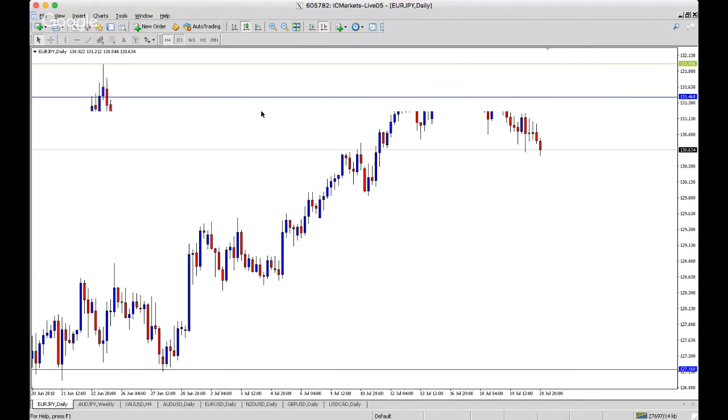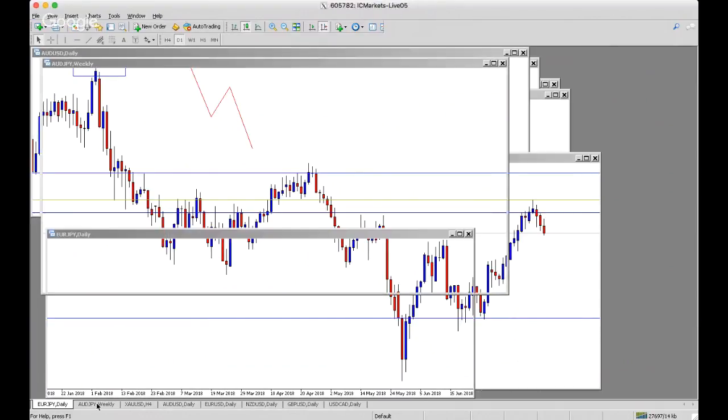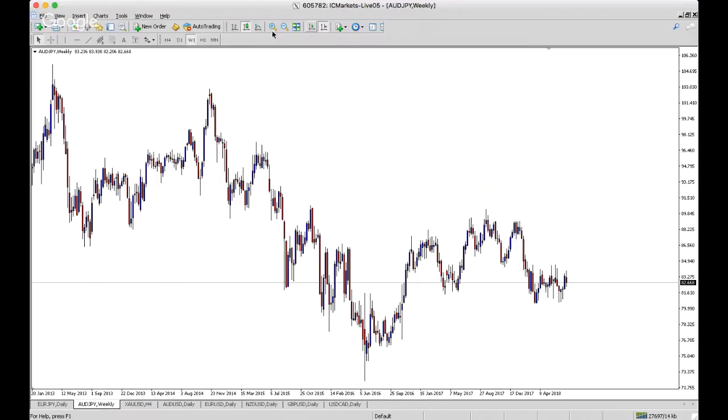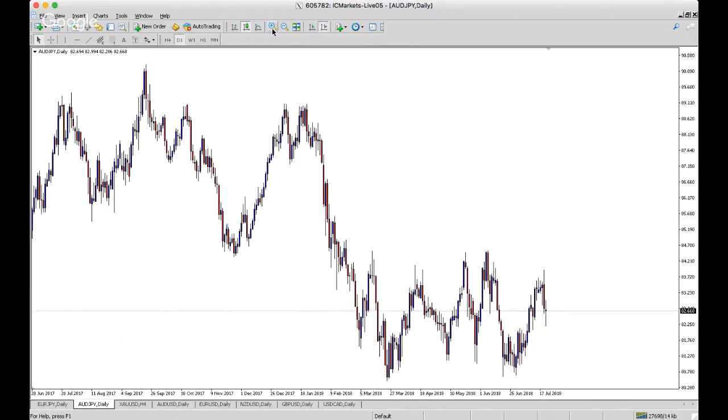Okay, so let's go to the next pair, which is the Aussie Yen. All right, the Aussie Yen, same story as how I analyze. Where is the strongest move now? Can you see the strong move? Do you see a strong move up or a strong move down? We can see a strong move down, right? Very clear strong move down, and then it may be consolidating right here.